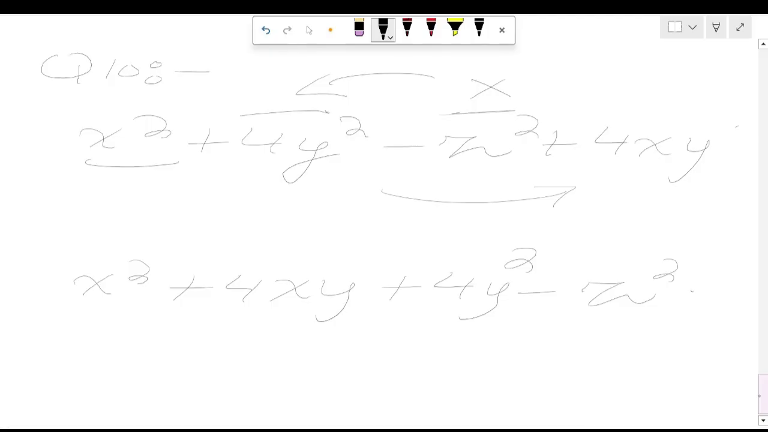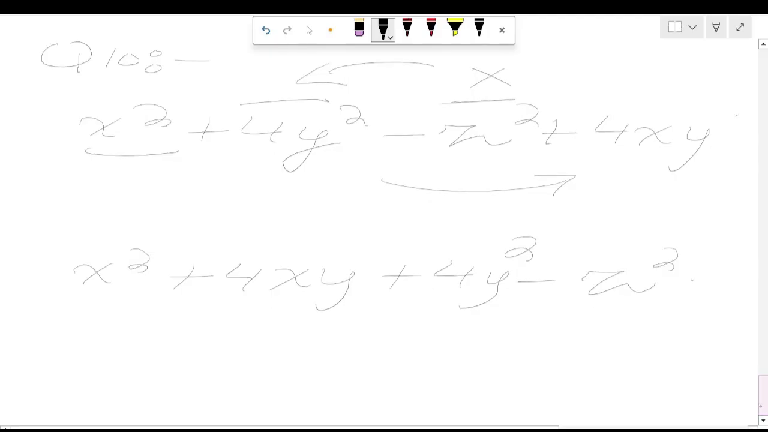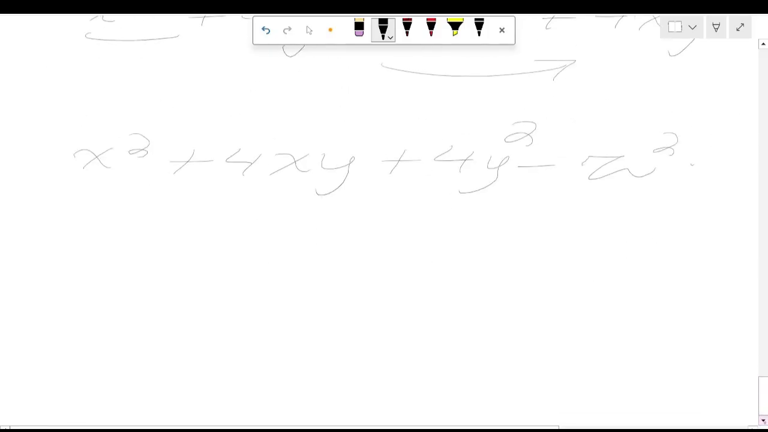So here we have x square plus 4xy plus 4y square. This is now a perfect square, in the form of a plus b whole square. So I can write x plus 2y whole square subtracted from z square. So this is our answer.